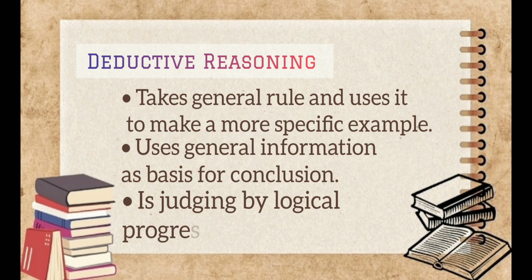When we say deductive reasoning, it takes a general rule and uses it to make a more specific example. It uses general information as the basis for a conclusion. It is also judging by logical progression. Deductive reasoning is referred to as top-down reasoning. If something is assumed to be accurate and another relates to the first assumption, the original truth must also hold true for the second.